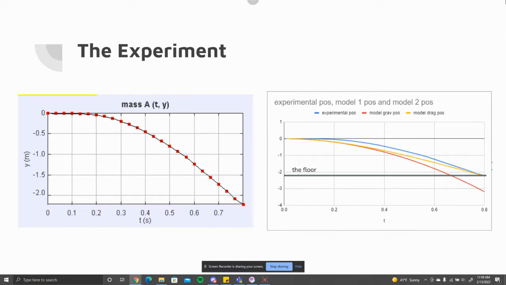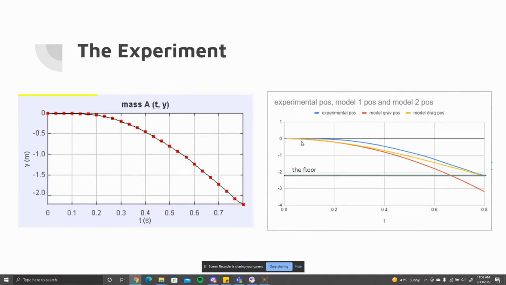I think the model on the right here, the combination of the three models, kind of just shows that when only gravity is acting upon it, it's much faster, right? It reaches the floor in a very swift amount of time, less than 0.7 seconds, whereas the drag model and the experimental model require all of 0.8 seconds to reach the floor.